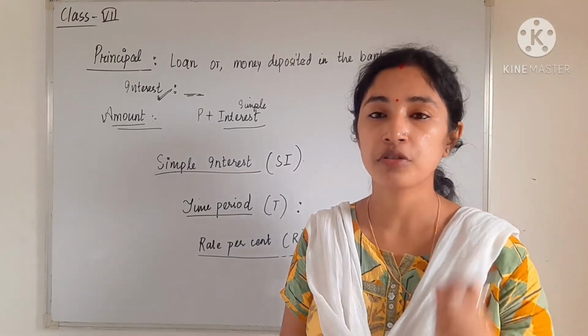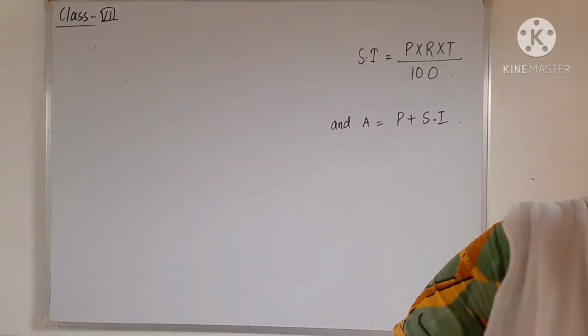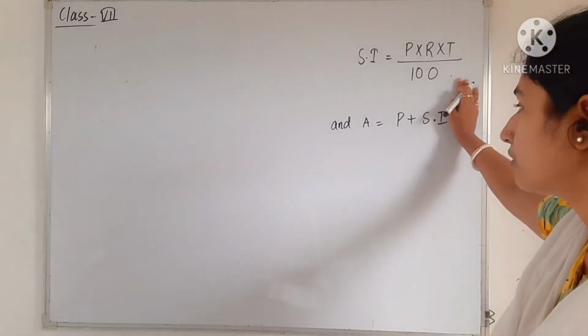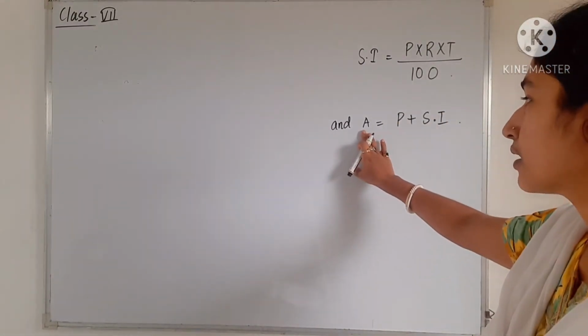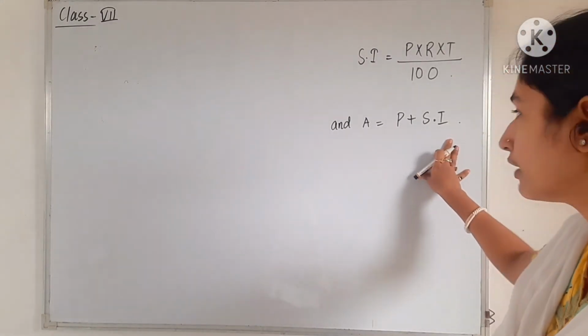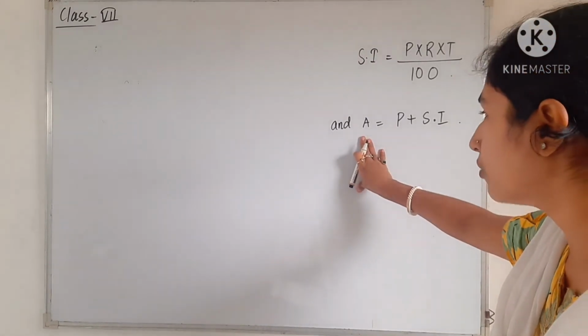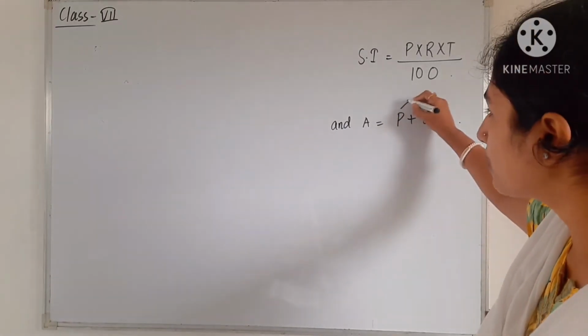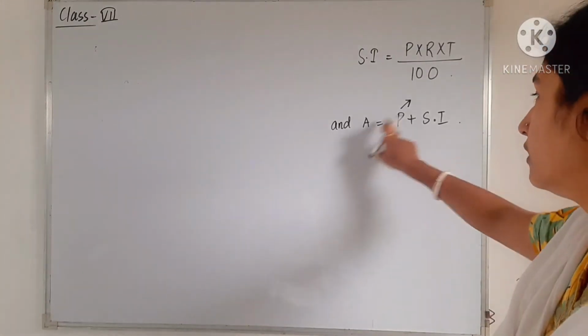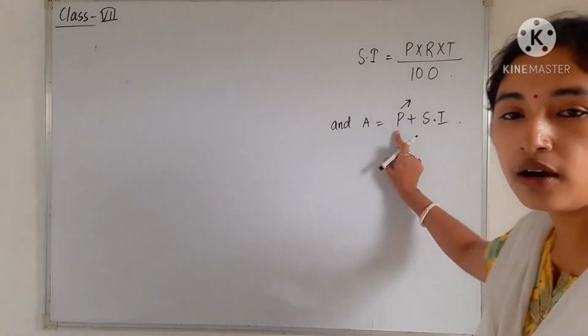Now we have to read the formula for simple interest. What is the formula for simple interest? See, SI is equal to P into R into T by 100. This is the formula for simple interest, and I already discussed that amount is equal to principal plus simple interest. Finally we got the money, that will be the amount. This is the money we deposited, and finally we will get the amount as A, with interest added to the principal.